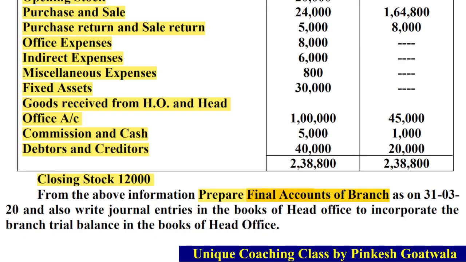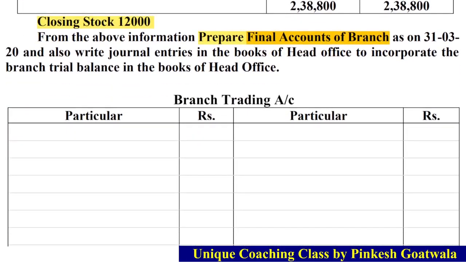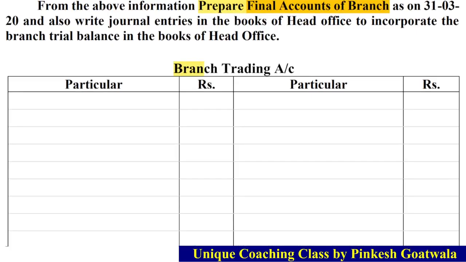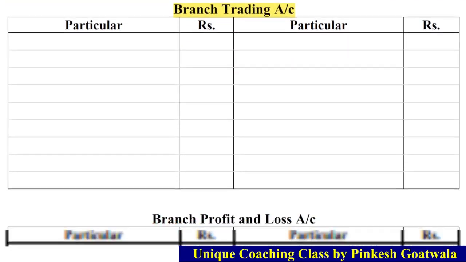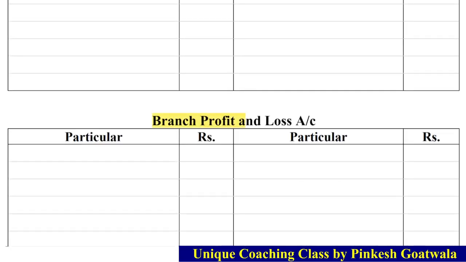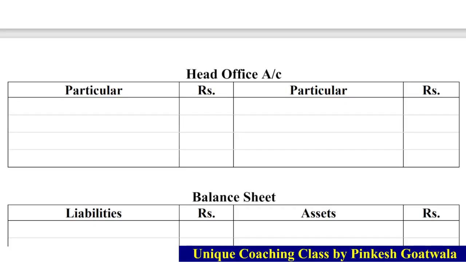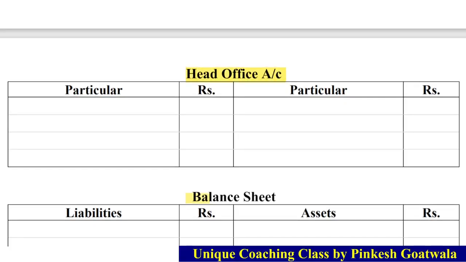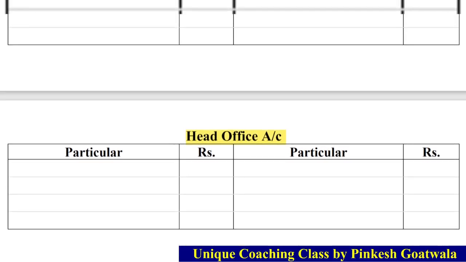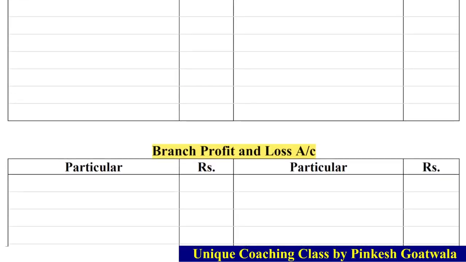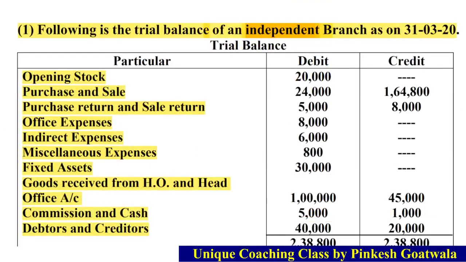It means we have to prepare what? We have to prepare the trading account. First of all, the branch trading account we will prepare. Then the branch profit and loss account. After that, we should prepare the head office account and lastly the balance sheet. So to prepare final accounts, we have to prepare these accounts: trading, profit and loss, head office and balance sheet.